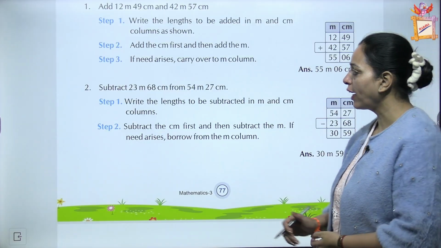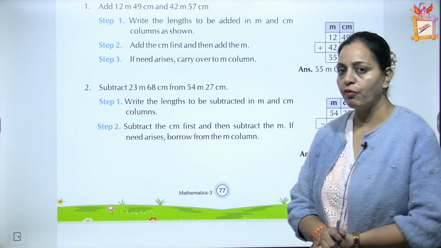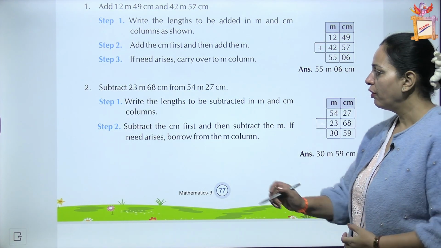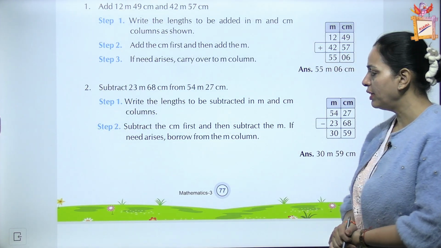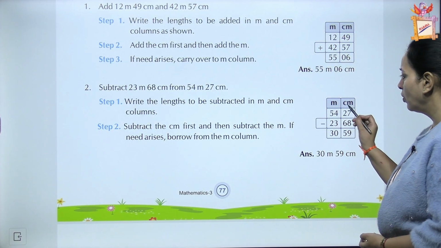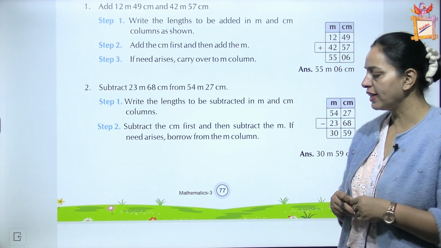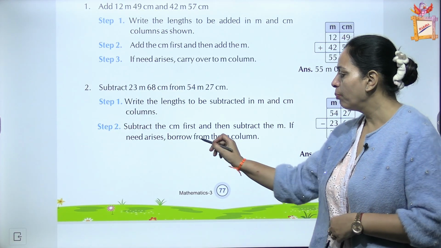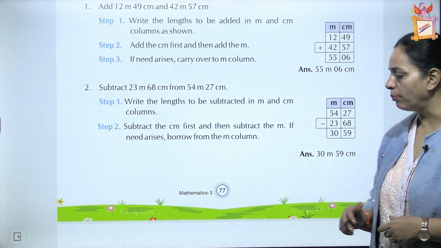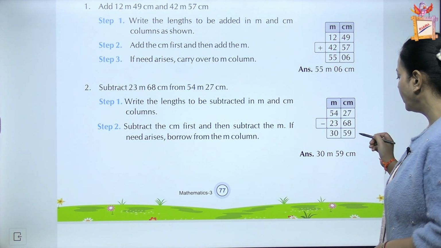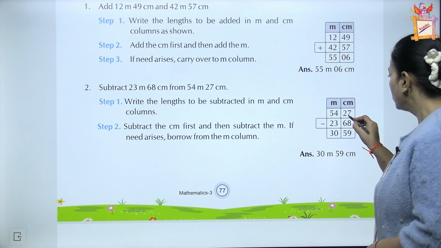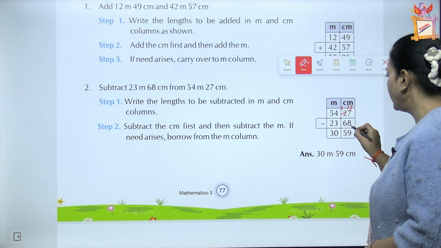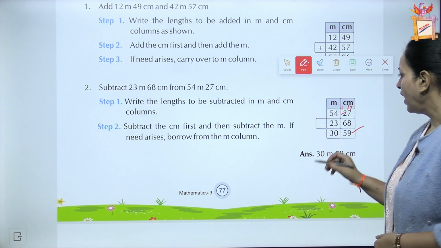Now the second one, subtract 23 meter 68 centimeter from 54 meter 27 centimeter. Step 1, write the lengths to be subtracted in meter and centimeter columns. Okay. Now step 2, subtract the centimeter first and then subtract the meter. If need arises, borrow from the meter column. So see the centimeter, 7 minus 8, not possible. So we will borrow, 17, it becomes 1. 17 minus 8, 9. And this is 1.